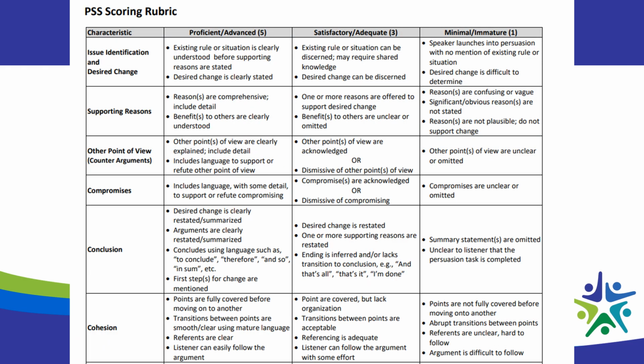Record and have that child complete the task, and then you can use the PSS or the Persuasion Scoring Scheme rubric to go through and see how your student did. Again, they provide the characteristics you're looking at, so how well do they identify the issue and provide some supporting reasons, and then you can go through and look at it from that proficient advanced level all the way down to that minimal immature level.